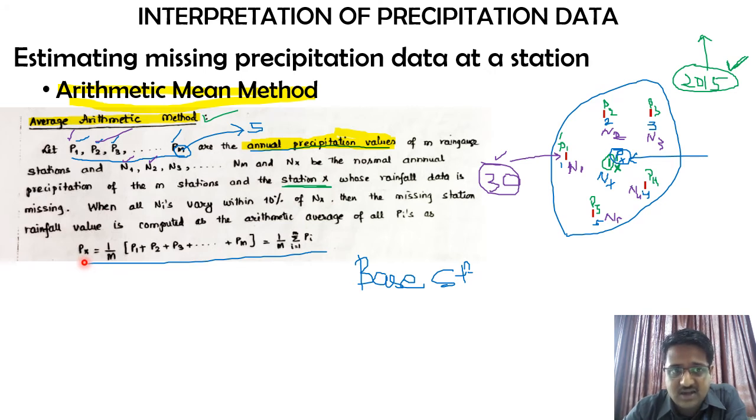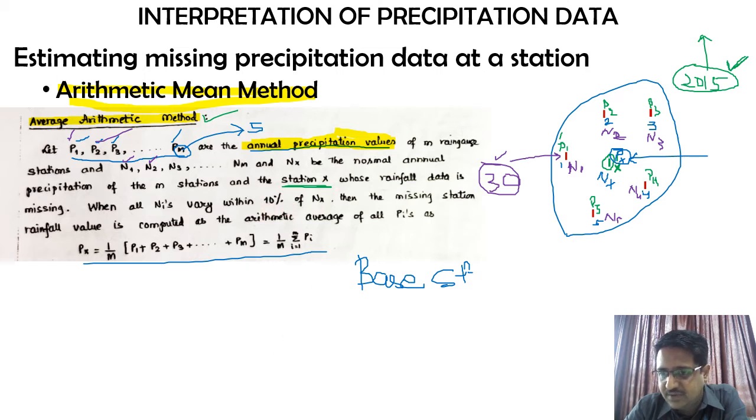But now here, if you check, there is no need for this n value. For the further methods, we require the value of these n's, so we'll discuss that at that time. But one more condition he had given is, you can use this arithmetic average method when all the ni's are varying within 10% of nx. So what do you mean by that?